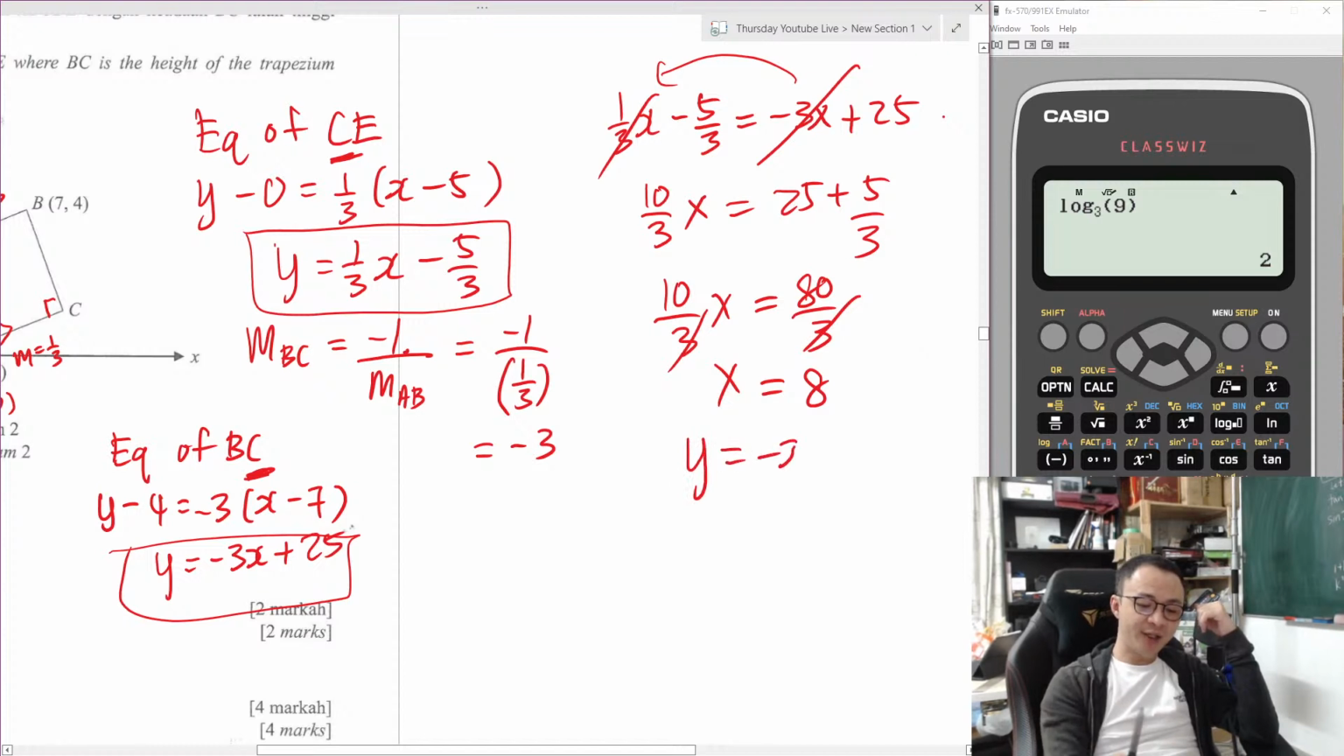Negative 3, 8 plus 25. Y equals 1. According to my calculation it is 8, 1.